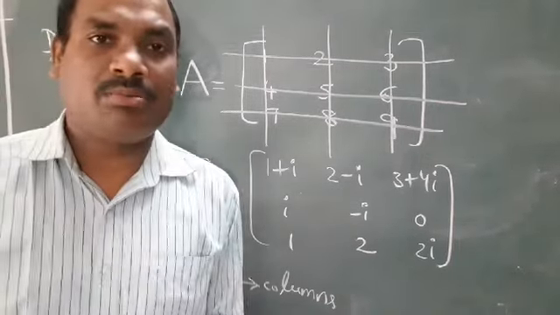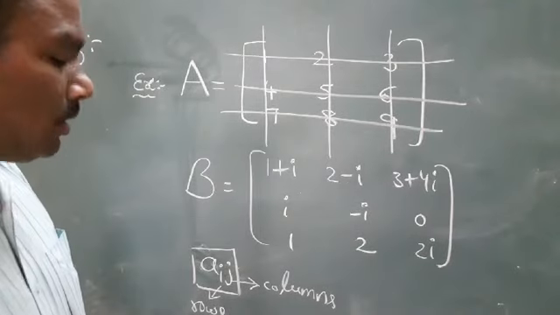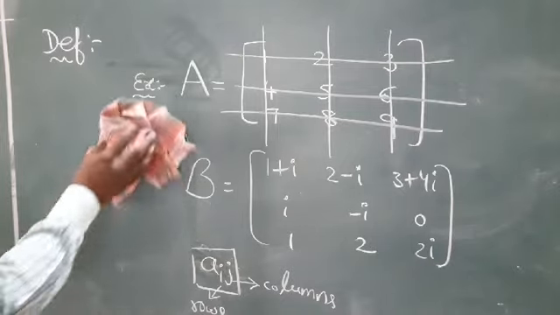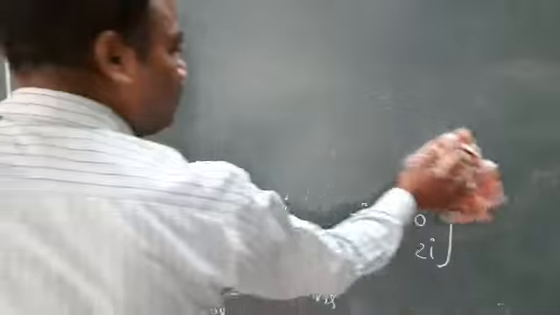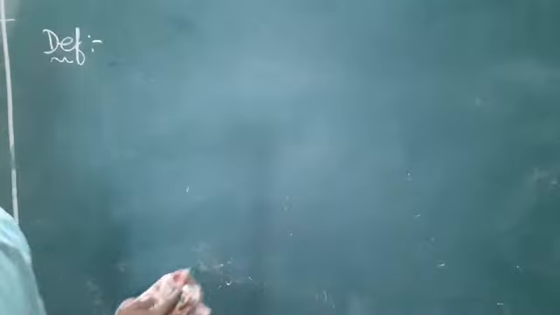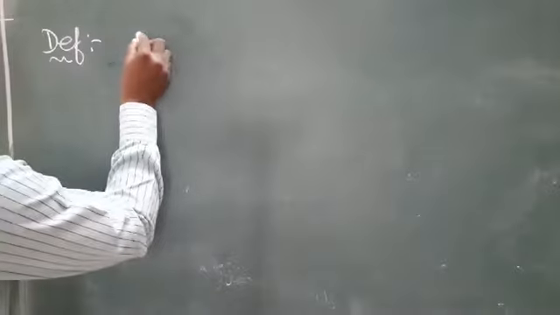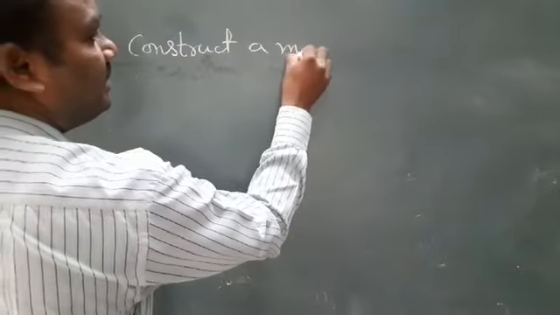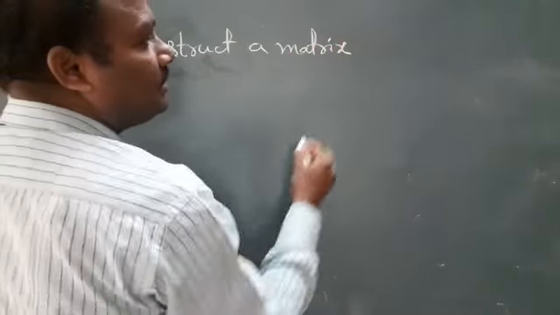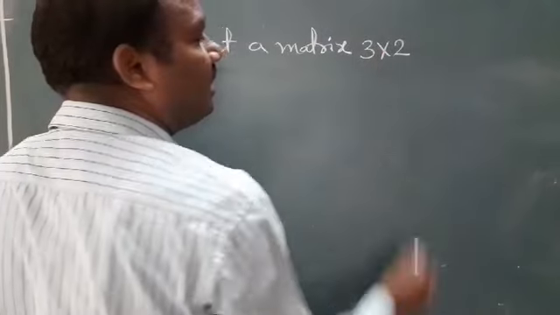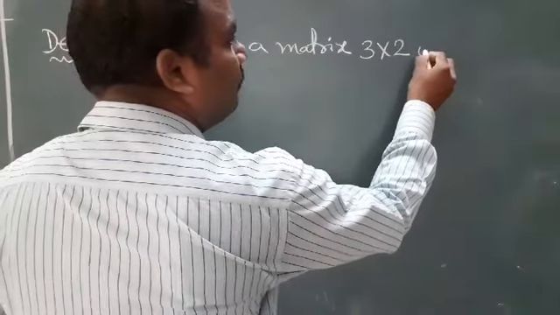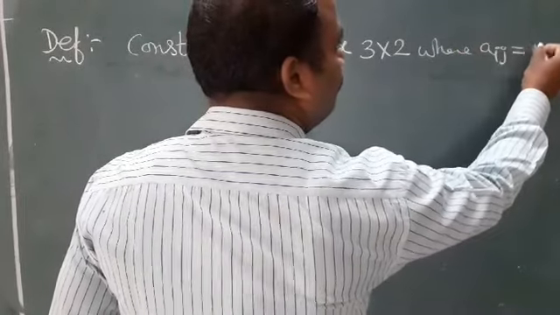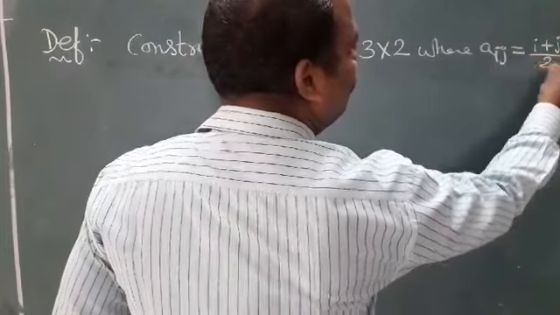This is a very important problem, now we shall discuss. This is the most important. Construct a matrix, 3 by 2 or 2 by 3 or 3 by 3, where a i j is equal to (i plus j) by 2.